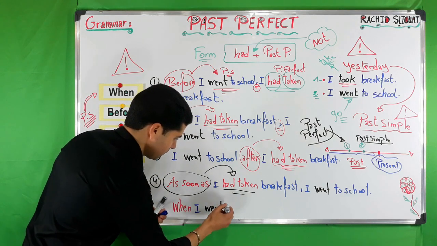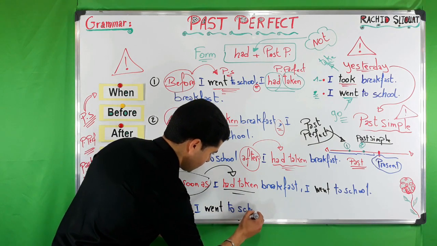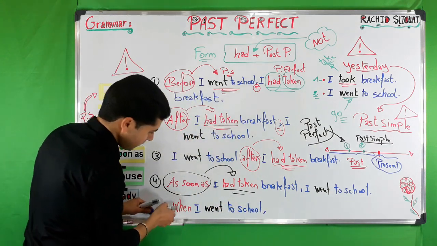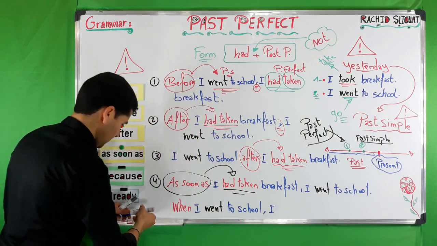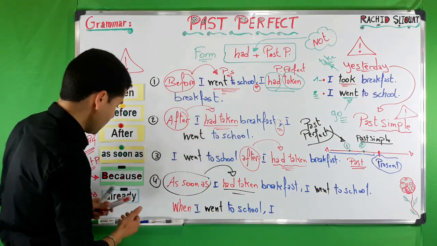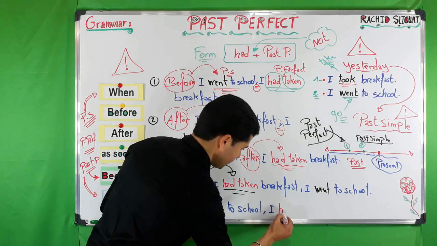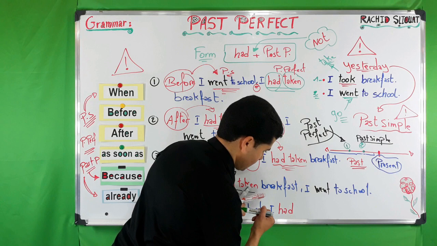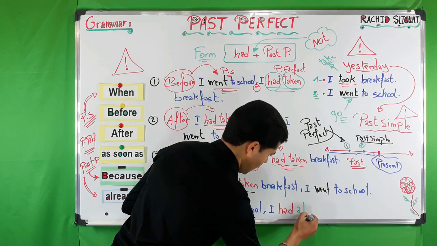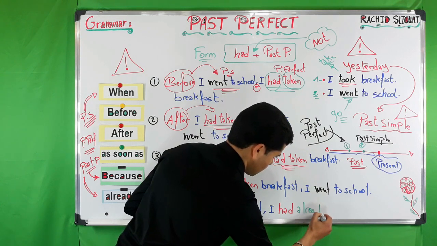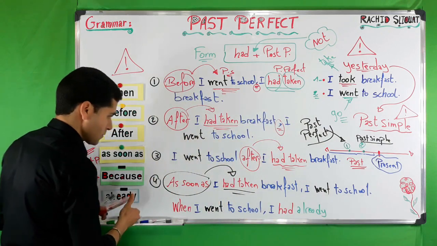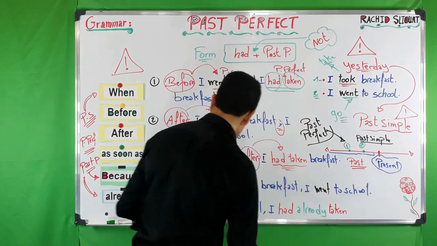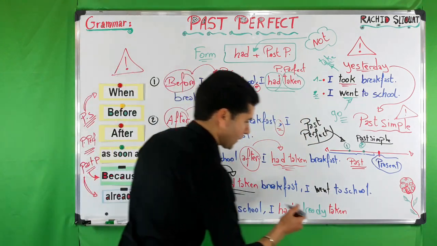when I went to school, I, now here we need the past perfect with already. I had already taken my breakfast.